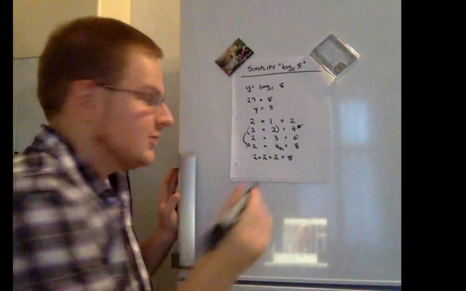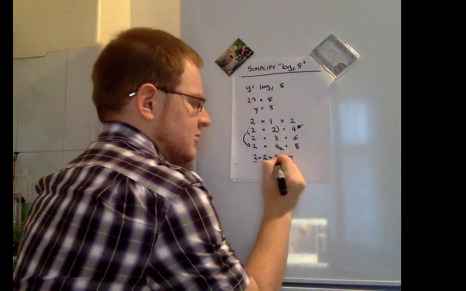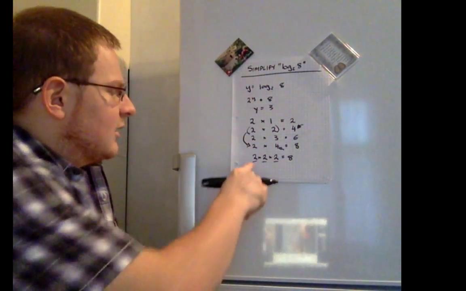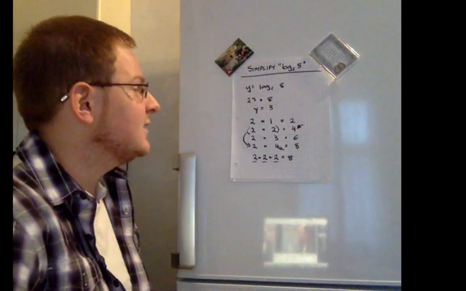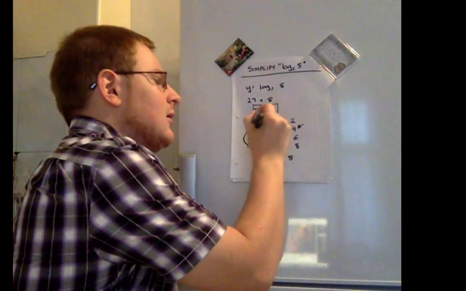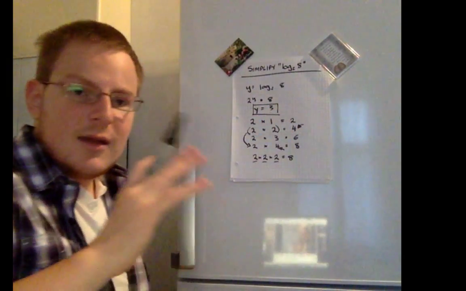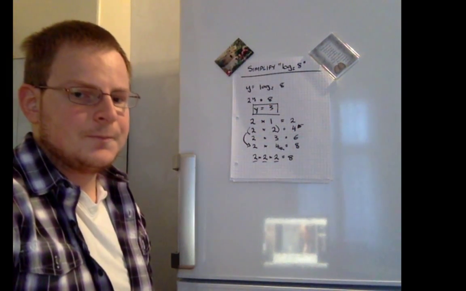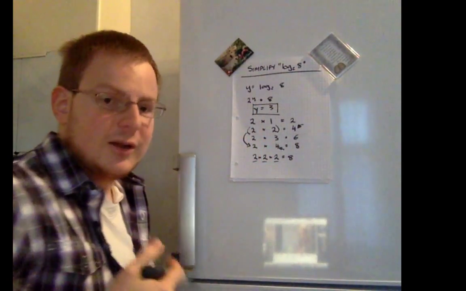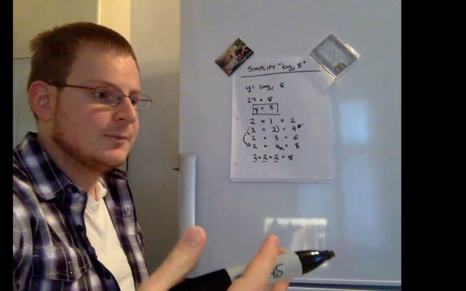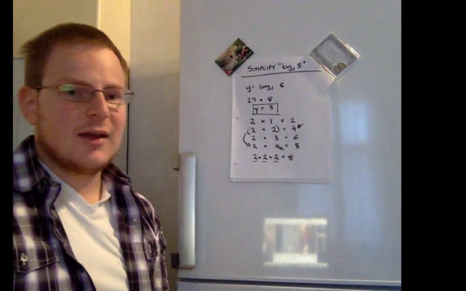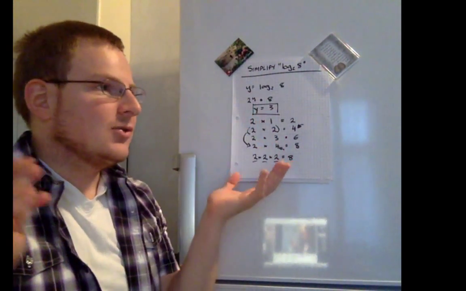Now we count the 2s. 1, 2, 3. Three 2s. Multiplying 2 by itself 3 times is 8. That is how you get y equals 3, simply because you are multiplying 2 times 2 times 2.